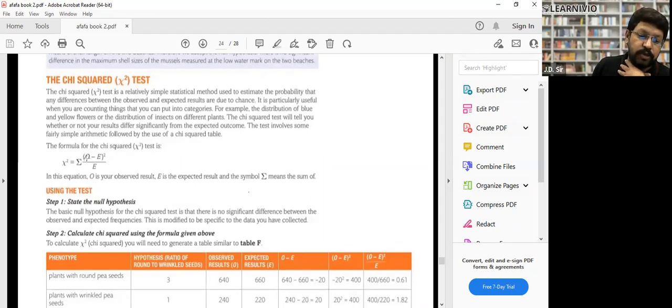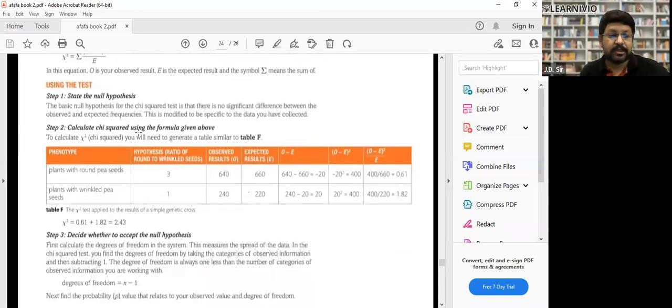X square is equal to sigma O minus E, the whole square, upon E. In this equation, O is your observed value, meaning whatever data you have observed. E is the expected result, meaning the standard value. And the symbol sigma means sum of the. State the null hypothesis.